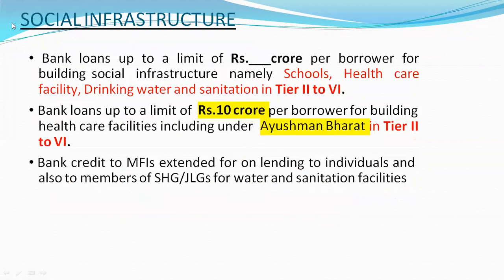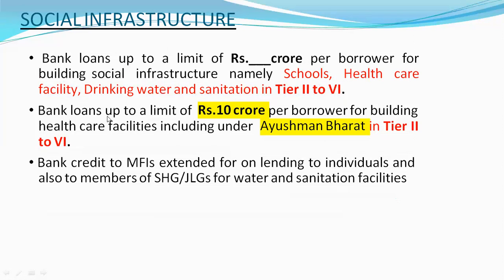Okay, so next is social infrastructure. This is related to social infrastructure. Bank loans up to a limit of rupees dash crore per borrower for building social infrastructure like schools, healthcare facility, drinking water and sanitation in tier 2 to 6. So here you have to tell how much loan will be given by banks which will come in social infrastructure, and that is priority sector.